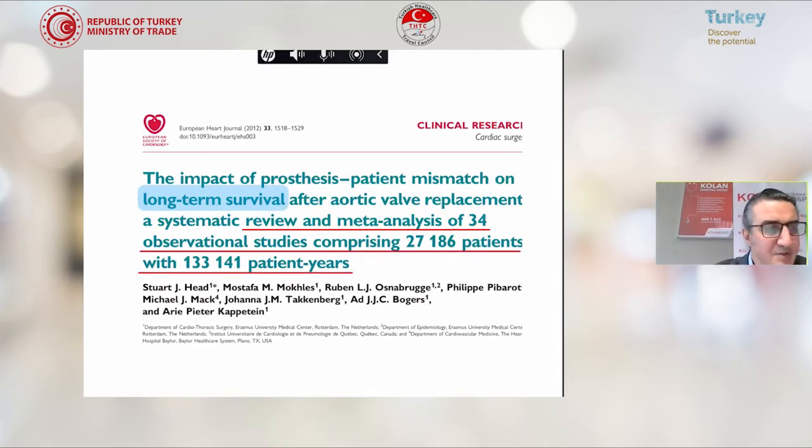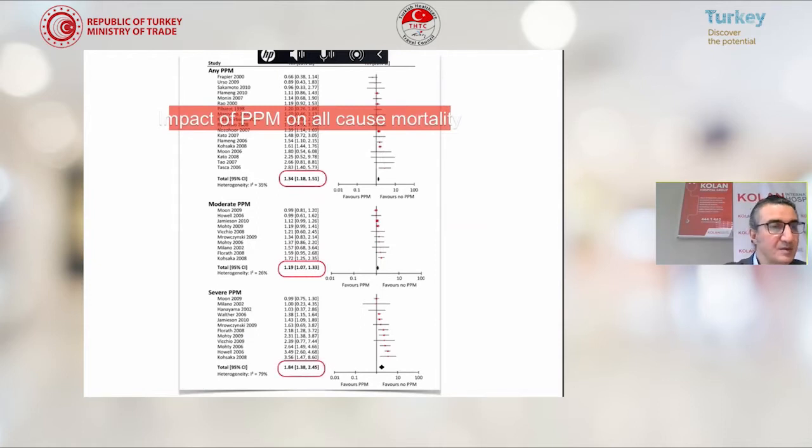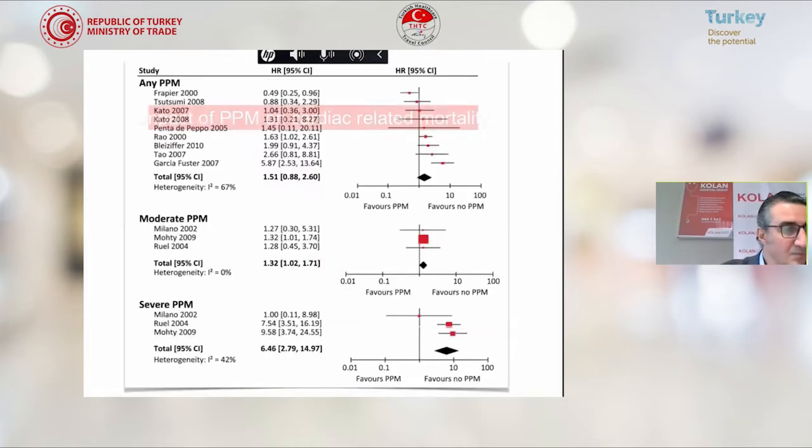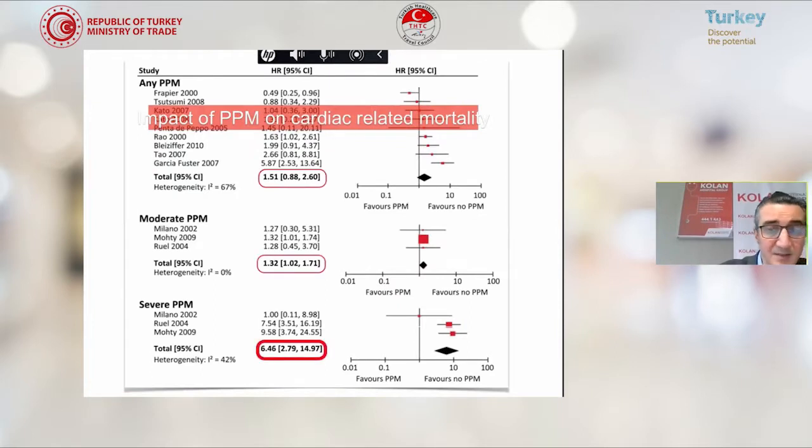This meta-analysis was published in the European Heart Journal in 2011. They investigated the impact of patient-prosthesis mismatch on long-term survival after aortic valve replacement, and they concluded that patient-prosthesis mismatch is associated with an increase in all-cause and cardiac-related mortality over the long term. This figure shows the impact of patient-prosthesis mismatch on all-cause mortality. Moderate and severe PPM showed a statistically significant increase in all-cause mortality.